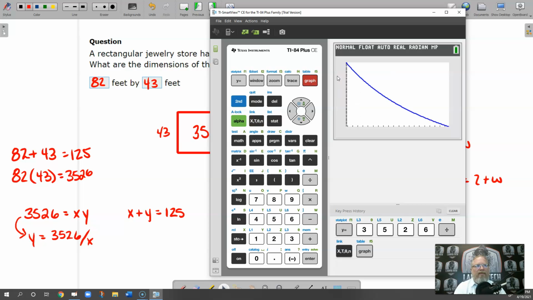Now I'm going to use the trace feature. I've got the graph of that function there. Now I'm going to use the trace button, and you see the numbers down here at the bottom. Right now, x is at 32.7, y is at 107.7, and everything along this line is, if you multiply whatever the x is times whatever the y is, it's going to equal that 3,526, because I know that y equals 3,526 divided by x. So basically this graph represents that function there. But I want x and y to equal 125. If I touch it, my calculator will go away, so I'm not touching it to highlight it. But right here, x plus y equals 125.